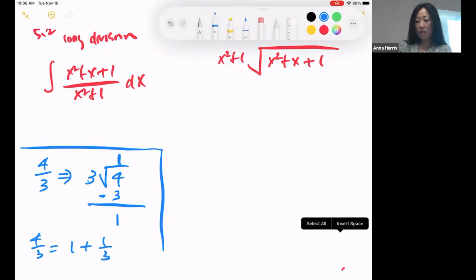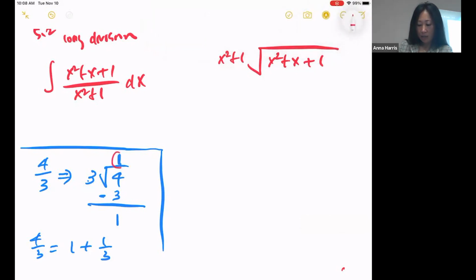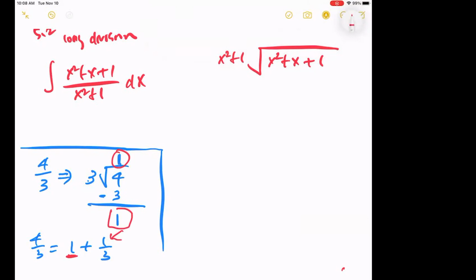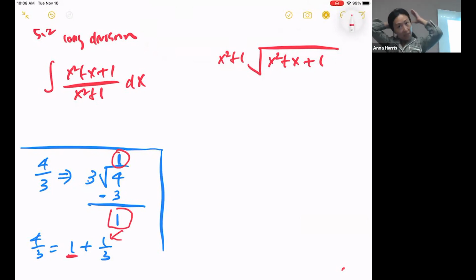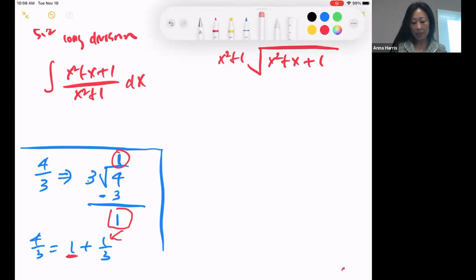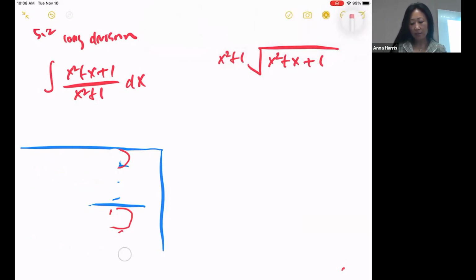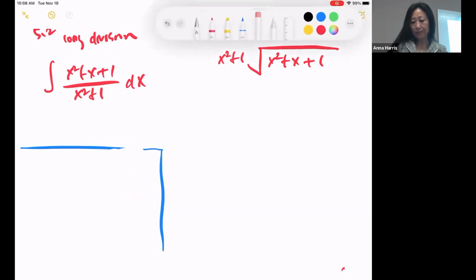Is everybody with me? This one is right here. This one goes right there. All right, is everybody with me? So I want you to understand how to do long division. Let's do another one. I want to make sure that you understand how to do long division, because we're using the same concept for polynomial functions.